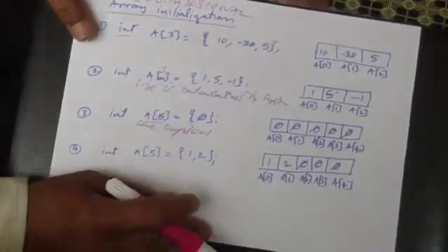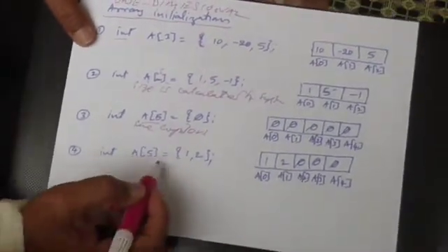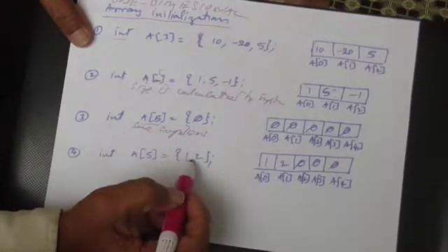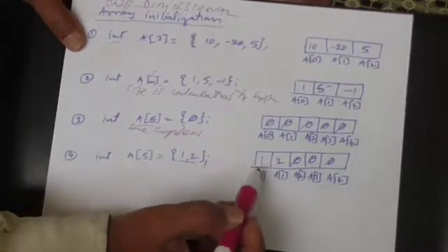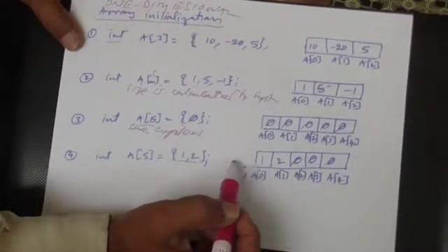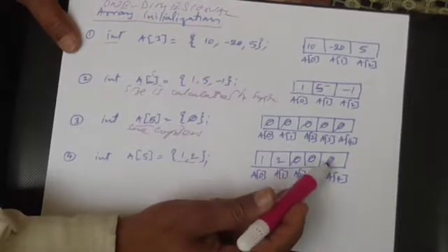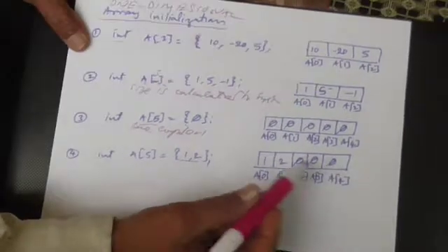Another kind of initialization is writing int a[5] = {1, 2}. So I have only given the first 2 elements. What happens is only the first 2 elements are initialized to 1 and 2, and all the remaining elements are initialized to 0.